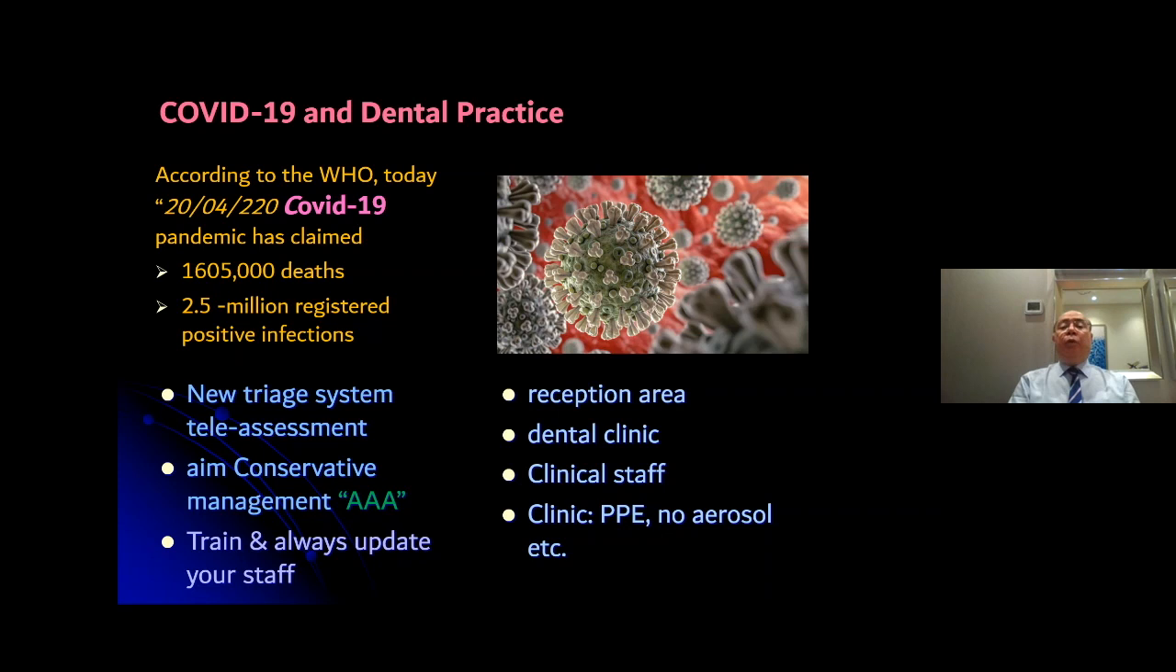The coronavirus pandemic, as of today, has claimed about 160,000. Sorry, this is a typing error. It's not 16 million. It's 160,000 deaths and about 2.5 million registered positive infections. In order to deal with that, we have to invent a new triage system, which we call telemanagement or teleassessment.